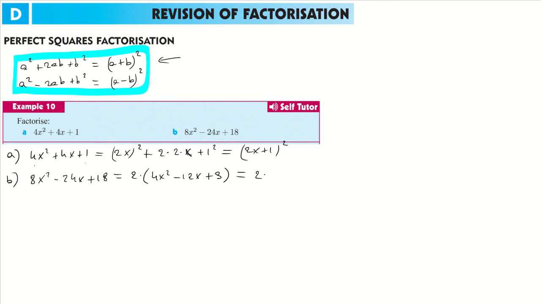Then I have 4x squared minus 12x plus 9. So the 4x squared I can write down as 2x to the power of 2. And the 12x I can write down as minus 2 times 2x times 3. 9 I can write down as 3 to the power of 2. Here I see that the a is 2x and that the b is 3. So that becomes 2 times 2x minus 3 to the power of 2.